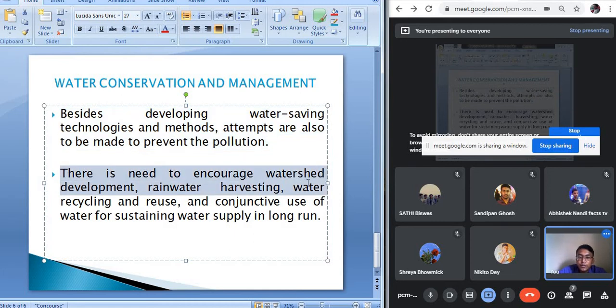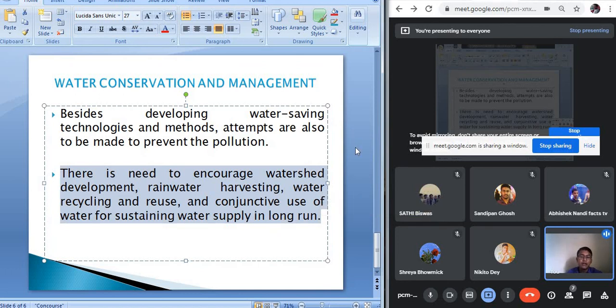So there is a need to encourage watershed development, rainwater harvesting, water recycling and reuse, and conjunctive use of water for sustaining water supply in the long run. There is a very urgent need to encourage the people to follow the technique of watershed development, and to follow the steps of rainwater harvesting like rooftop water harvesting techniques. Moreover, we must make the people aware about the importance of water recycling and reuse. We can recycle the waste water and reuse it again.